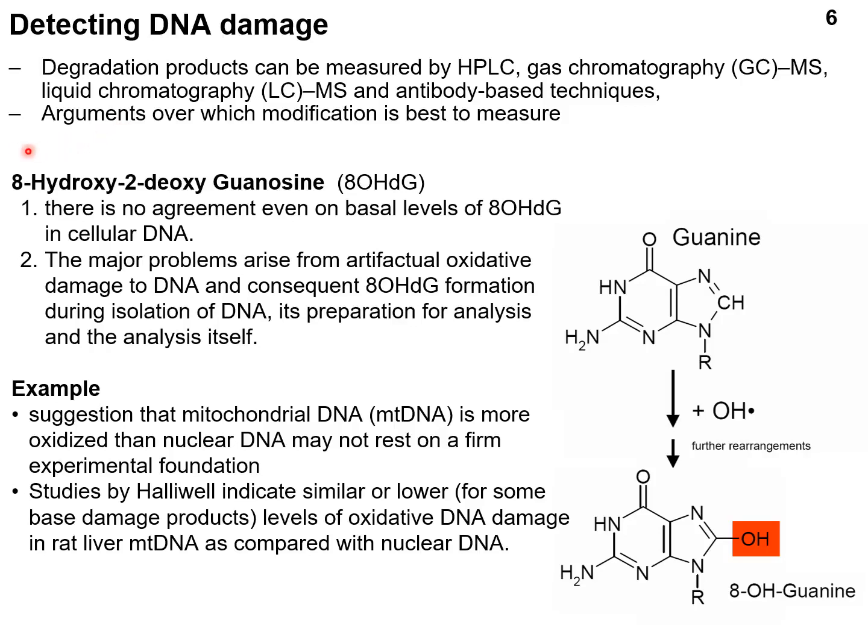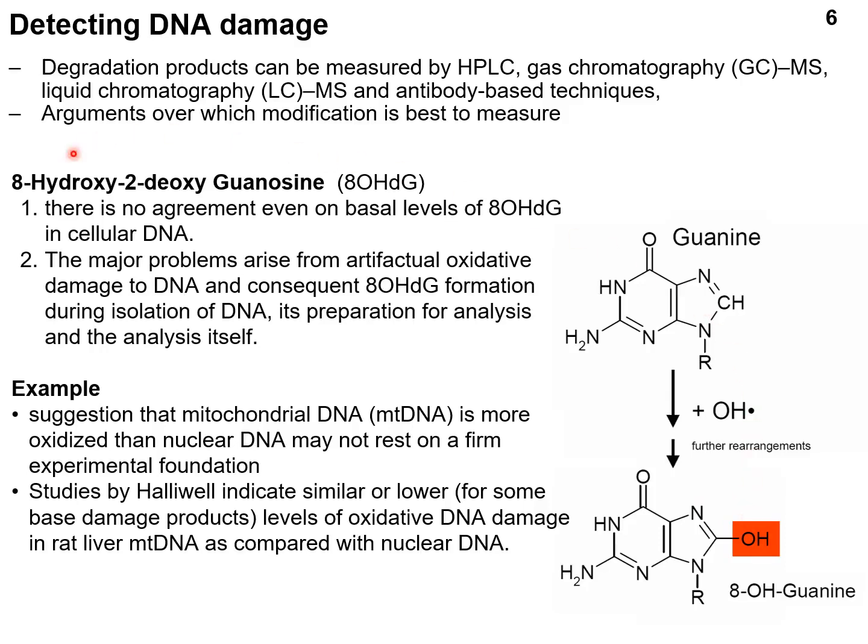So let's pick one of the more popular products, 8-hydroxy-2-deoxyguanosine, which is abbreviated as shown here. What happens with this base? It's an attack on the base. So we have guanine, we have hydroxyl radical attack on the guanine, we have a number of rearrangements, and then we end up with this hydroxyl group on the guanine residue.